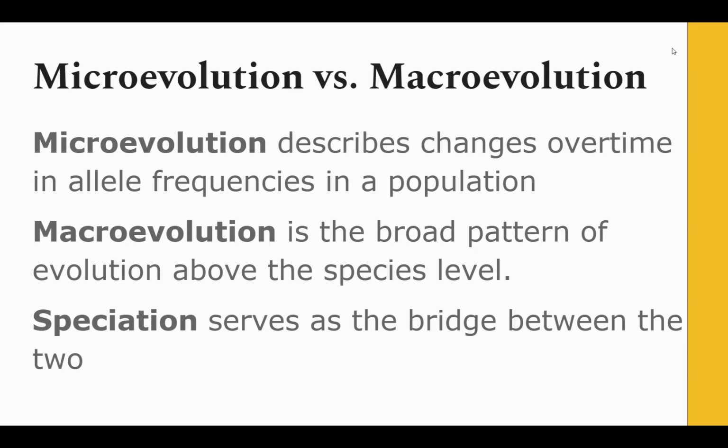Speciation is the formation of a new species. It will help us get from the allele frequencies in one population to how the allele frequencies in two populations can influence one another. So we've got microevolution is in one population, macroevolution is above the species level, and speciation helps us form an in between. So micro is one population, macro is more than one species, and speciation is the link between the two. That's where we're on.